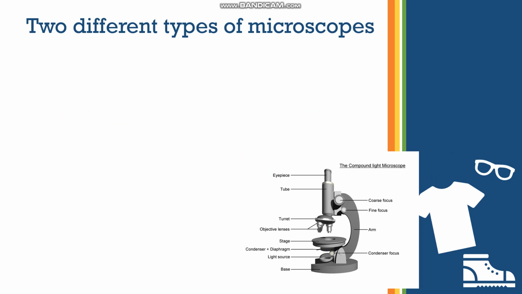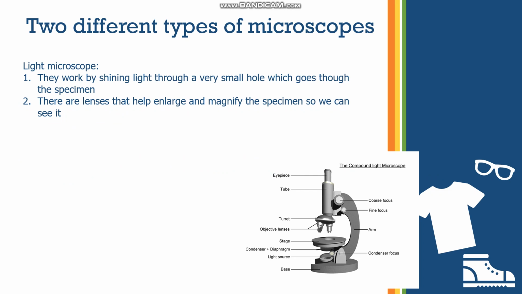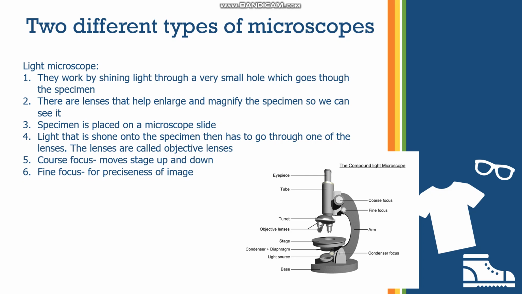So there are two different types of microscopes. One's a light microscope. A light microscope works by shining light through a very small hole which goes through the specimen. There are lenses that help enlarge and magnify the specimen so we can see it. The specimen is placed on the microscope slide, and light is shone onto the specimen, then has to go through one of the lenses. The lens is called the objective lens.